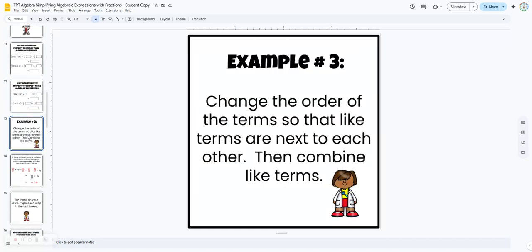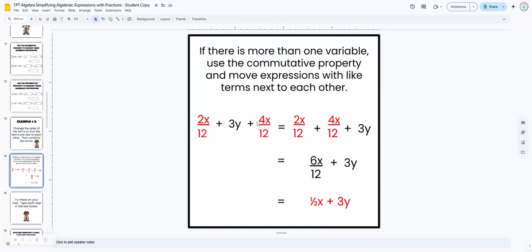Now example number 3, sometimes we need to change the order of the terms using the commutative property so that like terms are next to each other. It makes it a little bit easier to solve. So here is our expression. These 2 terms are like terms, so I'm just going to move them so that these 2 are next to each other and add that 3y last. The denominators are the same, so I can just add 2x plus 4x, and I get 6x over 12 plus 3y, and the last thing to do is just simplify 6 over 12 to 1/2.